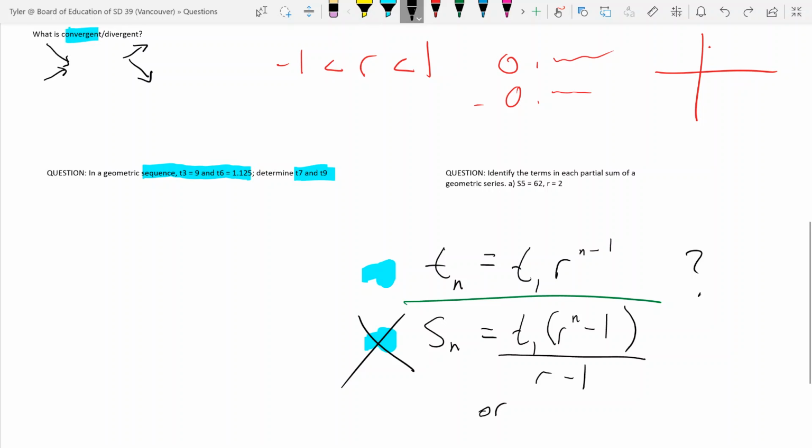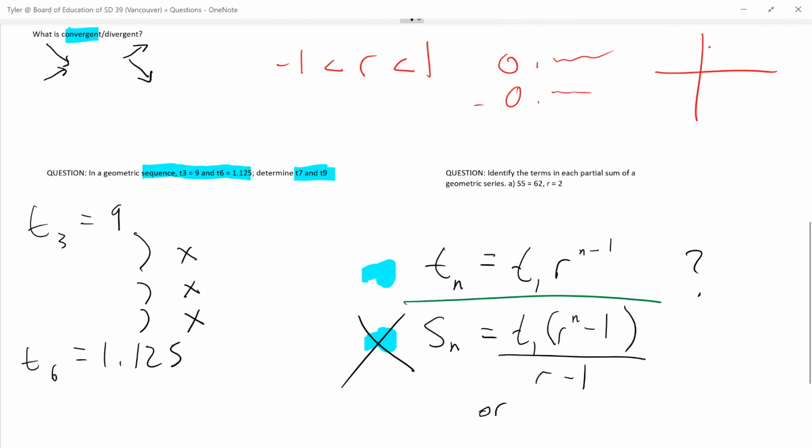So let's try and write it out so we can see it. T3 equals 9. T6 equals 1.125. So the idea is, we know that it got multiplied 3 times to turn into this number. I know it's going to be a decimal because it's getting smaller. It's going to be some kind of fraction. We need to figure out what did it get multiplied by so we can see it. So we can actually do it like this. Let me grab my calculator.